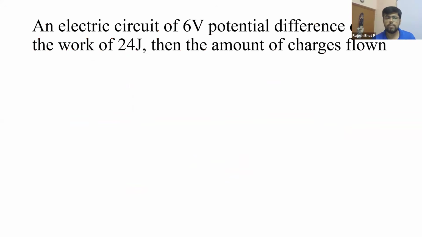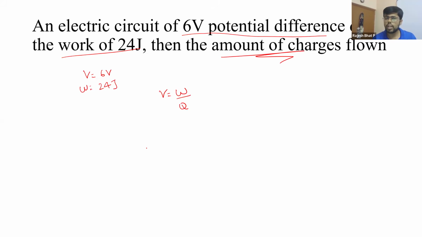Now we'll go to the first problem. Anywhere you see, read the question properly. Potential difference is 6 volt, so V is 6 volt. Work done is 24 joule. Find the amount of charge flowing. So this is nothing but V is equal to W by Q, the same equation we have to use. We have to find the charge now.